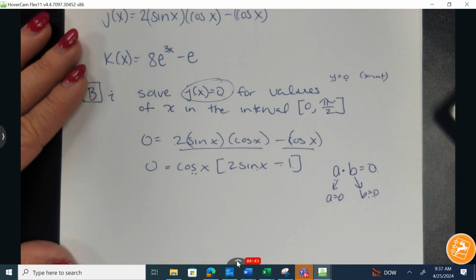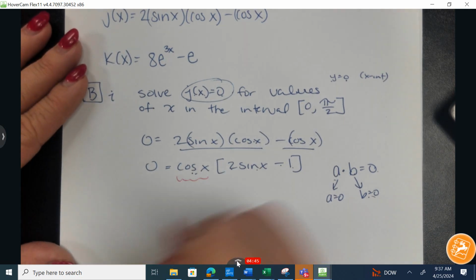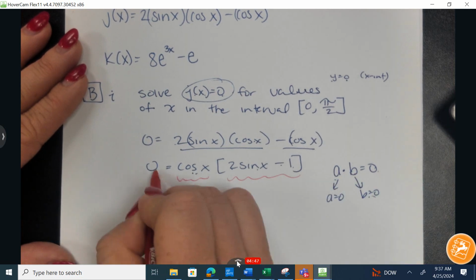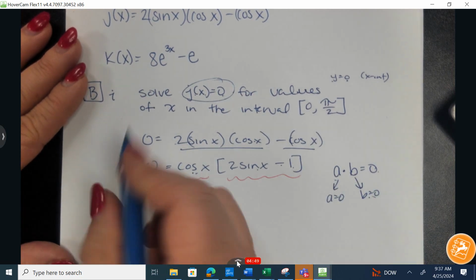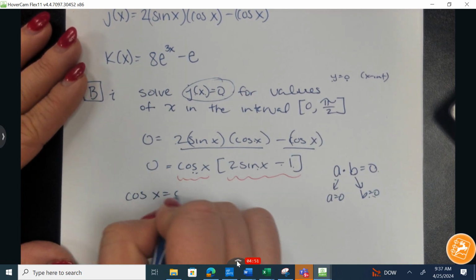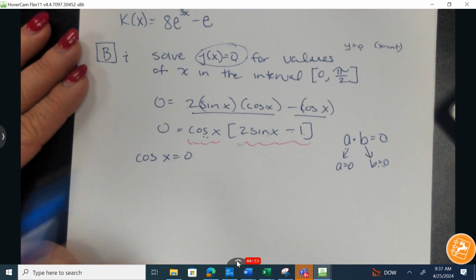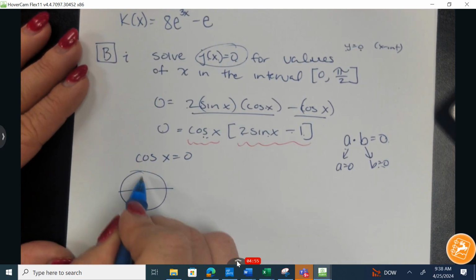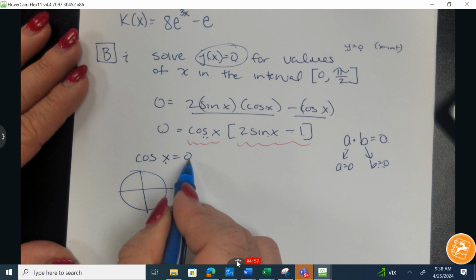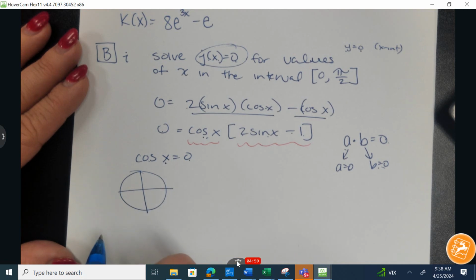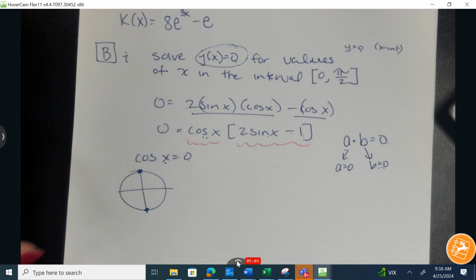So let's apply that same concept. Either this quantity equals 0, or this quantity equals 0, or they both equal 0. So where is the cosine of x equal to 0? Well, here's the function. The cosine of x is equal to 0 at pi over 2 and also at 3 pi over 2.